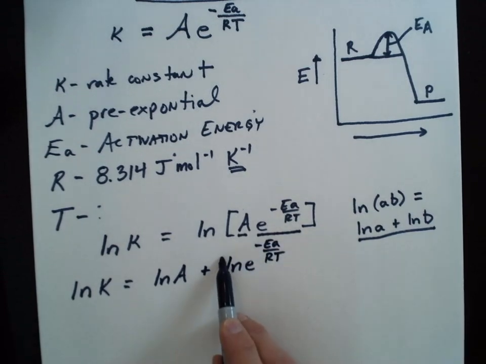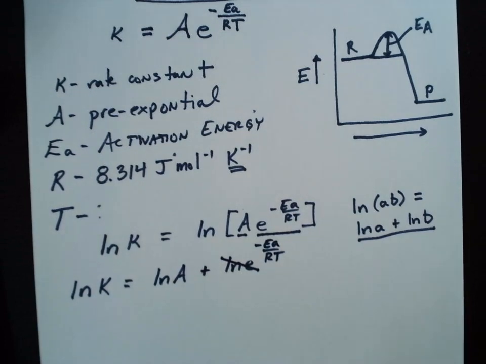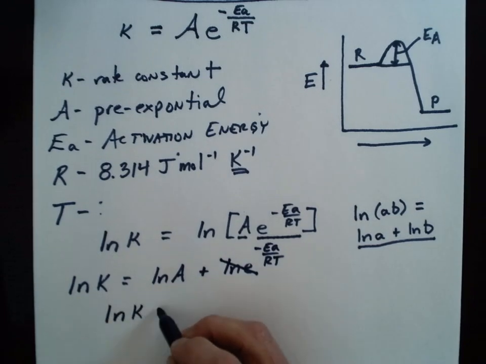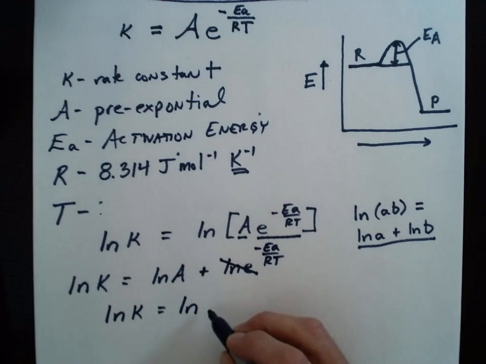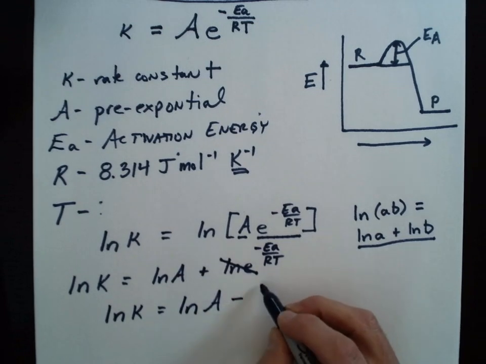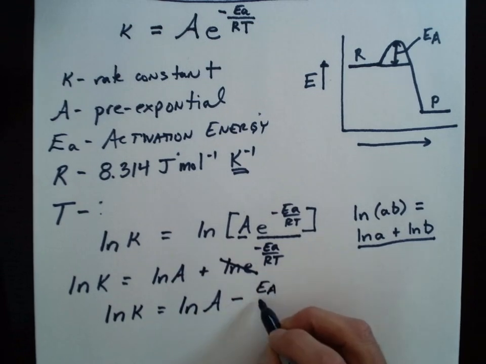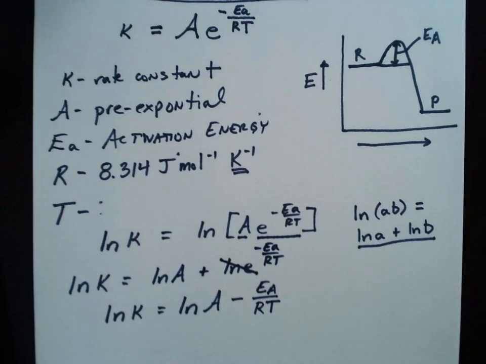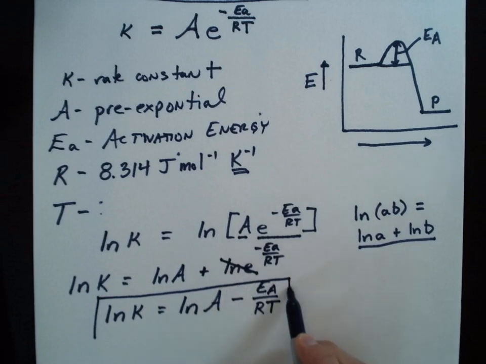You might recall that these are inverse functions, log and e to the power of. And because of that, they'll cancel, and I can write the natural log of the rate constant is the natural log of the pre-exponential factor minus E sub A, the activation energy, over RT. And this is a linearized form of the Arrhenius equation.